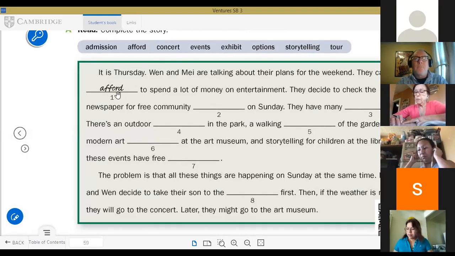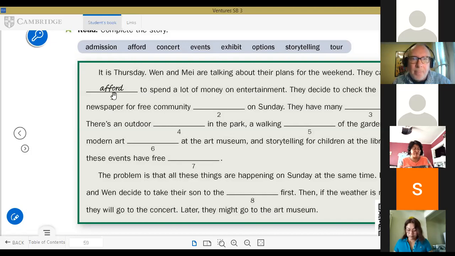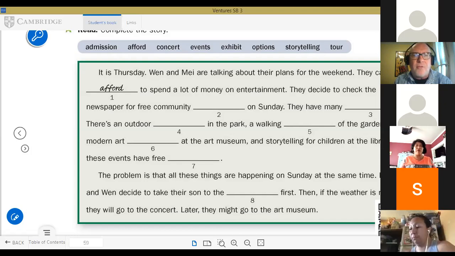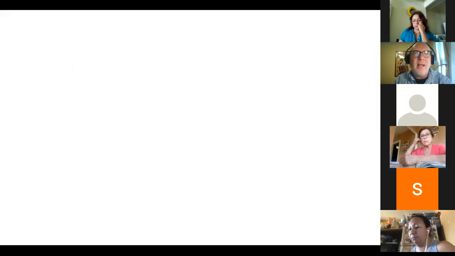Don't want to spend money. Afford means they don't have a lot of money. If you have enough money, right? And they say they can't afford, so it means they don't have enough money. Let me put that on the board real fast. That might be a new vocabulary word for some people. So let me put it on the board here. Let me erase this, new board.